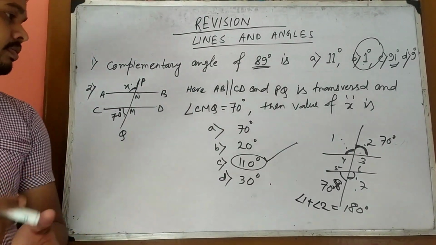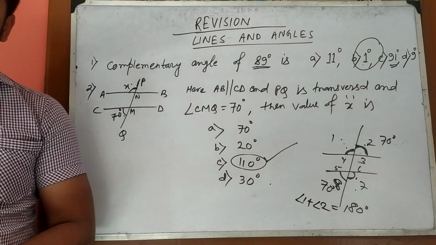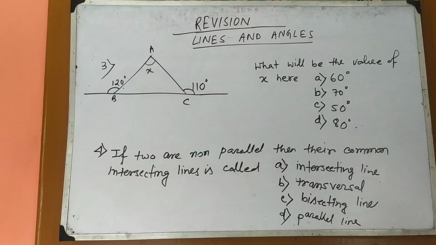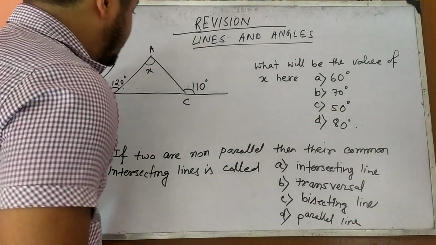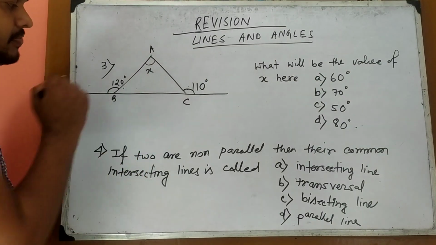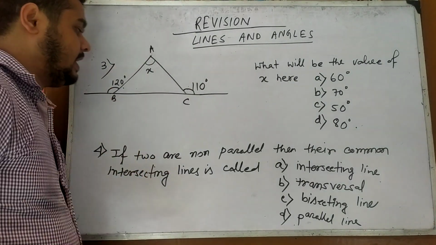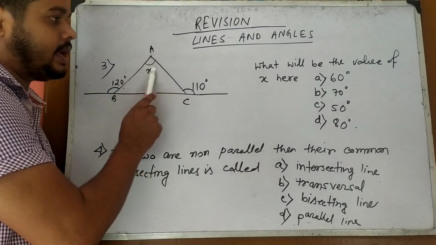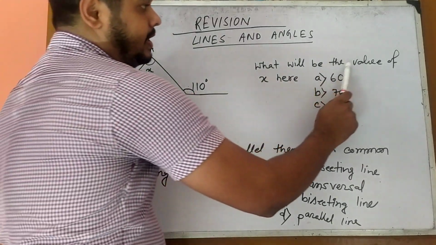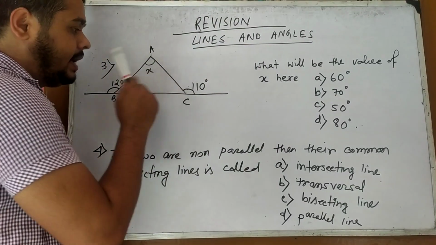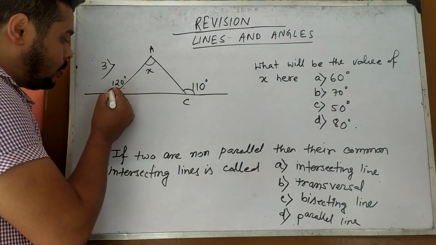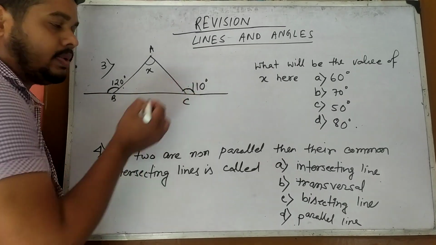Okay, now let's start with 3 and 4. Now we are coming to question number 3. In this figure, this angle is 120 degree, this angle is 110 degree, and we have to find x. What will be the value of x here? You can see this angle 120 degree, this angle 110 degree.